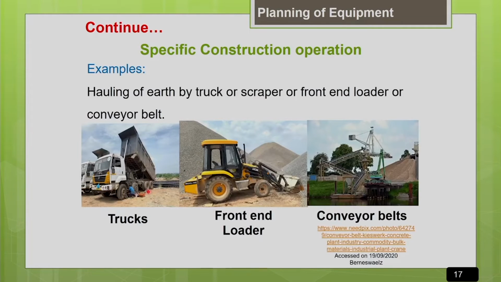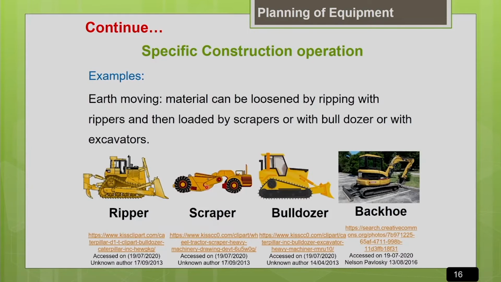So similarly, another example on hauling of earth. As I told you, for the hauling of earth, you can either go for a truck, or even the scraper, what we saw in the earlier slide. The scraper also is good for a hauling distance up to 1000 meter. It is economical. Okay, so even you can go for the scraper for hauling of earth.